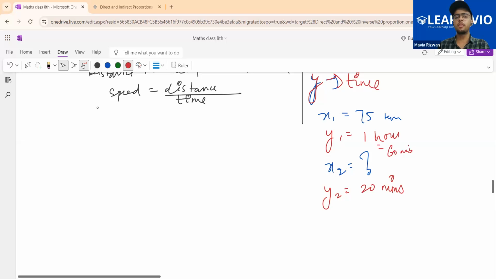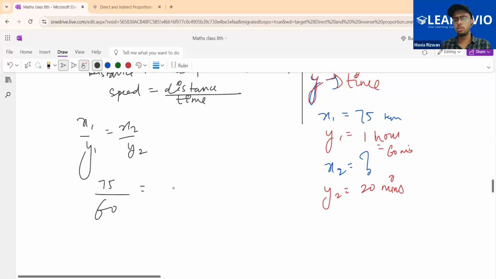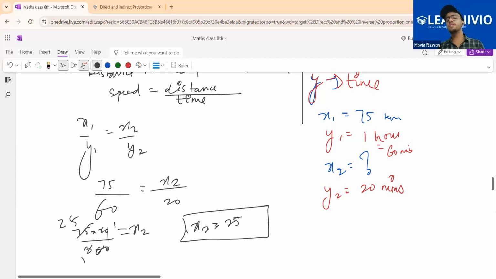Now we directly apply the formula, that is x1 by y1 is equal to x2 by y2. Okay, now x1 was 75 kilometers, y1 was 60 minutes, is equal to x2 we don't know, and y2 is 20 minutes. Okay, now we'll take this on the other hand side. So x2 is equal to 75 into 20 by 60. So this 0 gets cancelled by 0. 7 ones are 7, 3 fives are 15. So x2 is coming out to be 25. So in 20 minutes, the train will cover 25 kilometers of distance.